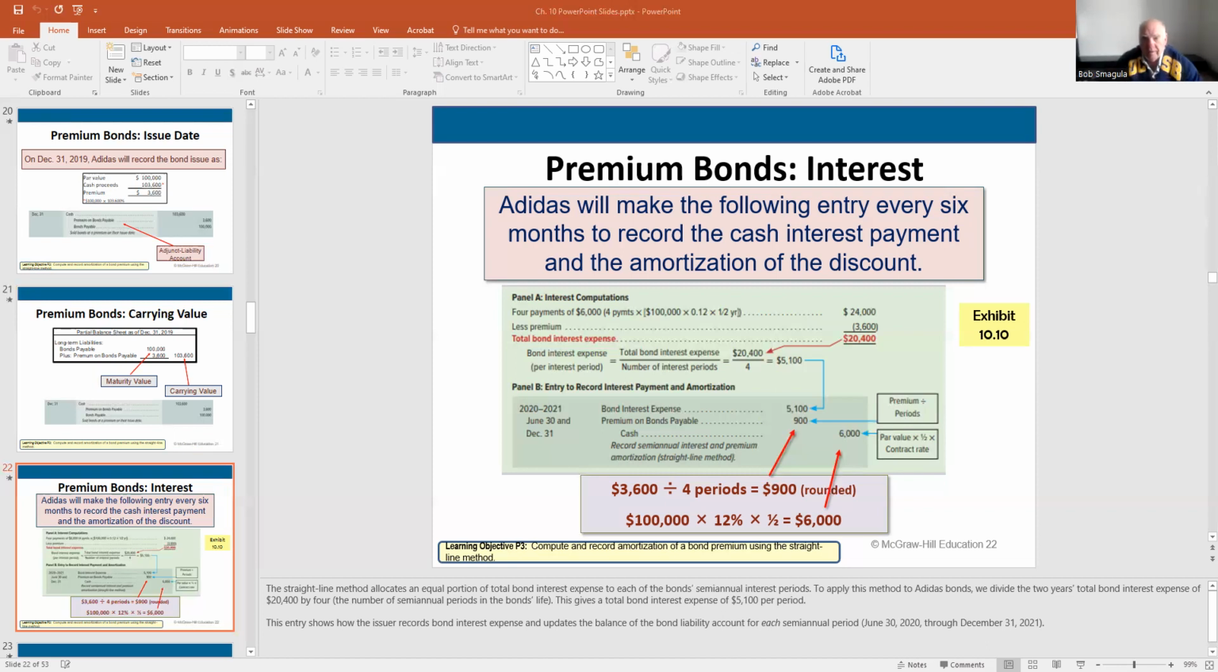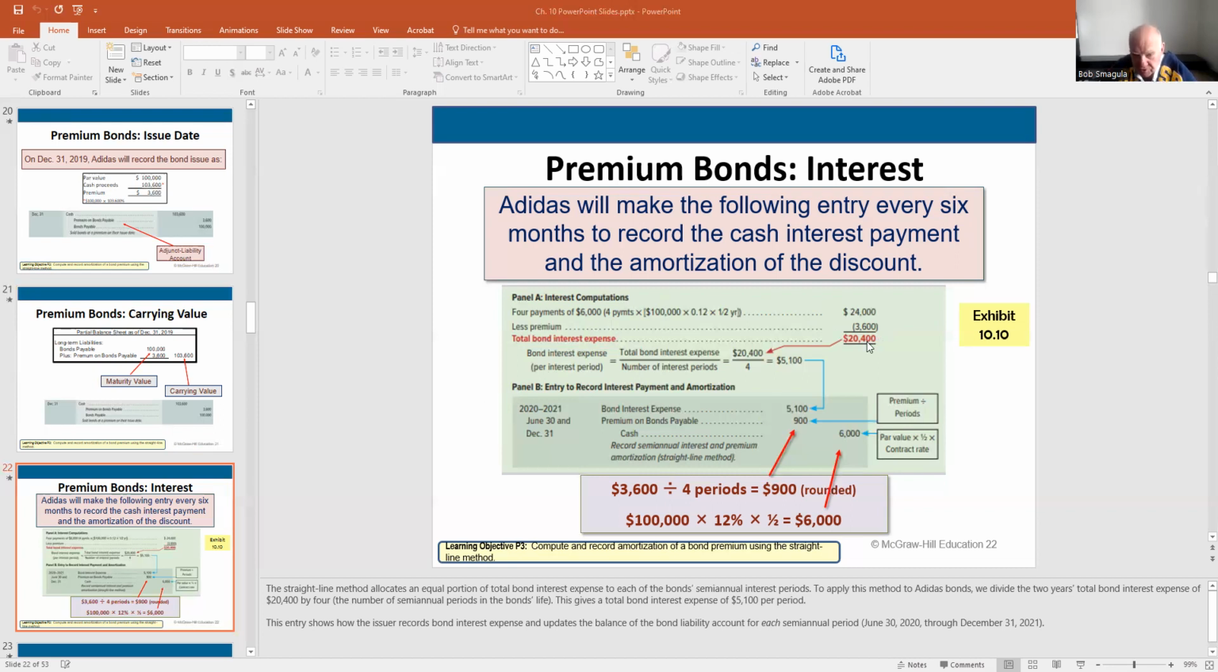I have returned. Here they're talking about the interest on the bond issued at premium. They want to come up with the total interest expense over the life of the bond. And that interest expense consists of two things. The series of payments we make, the annuity payments, $6,000 times 4, $24,000, less the premium of $3,600.